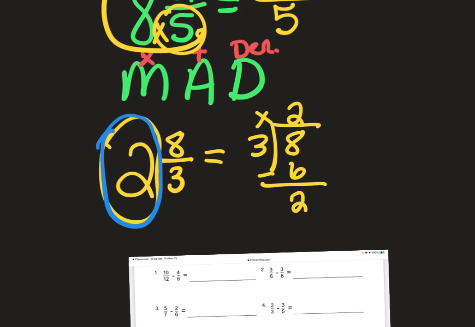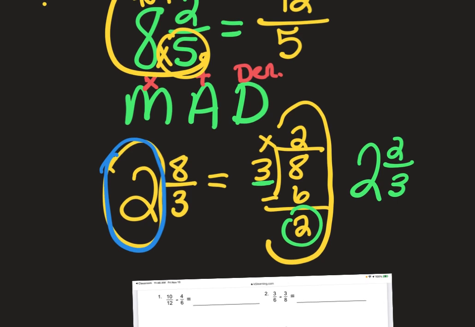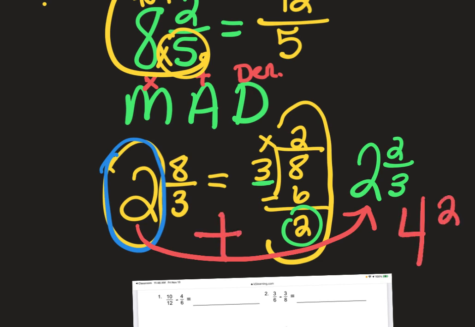So if I want to convert that into a mixed number, I would do my backwards C. I started with 2, so my whole number becomes 2. I have 2 left over, and my new denominator will be 3. So my answer is 2 2/3. But I can't forget the 2 I started with, so I had to go back over here and bring this 2 over. So you simply add. 2 plus 2 is 4, and my fraction is 2/3. So my answer would be 4 2/3.